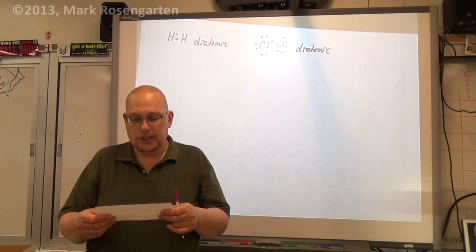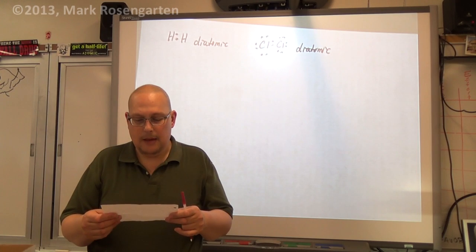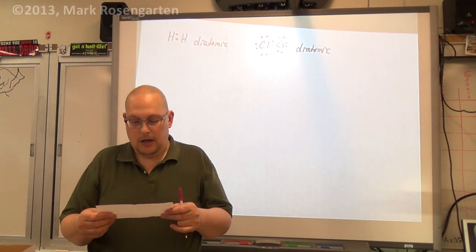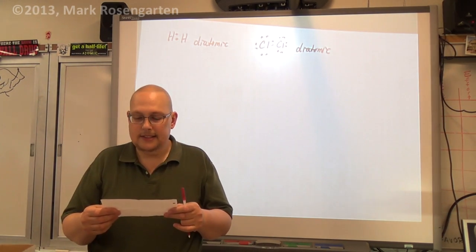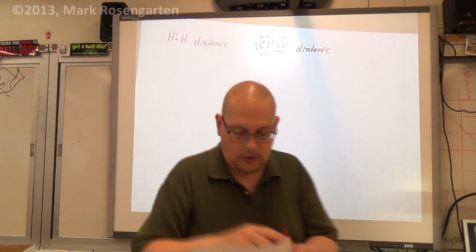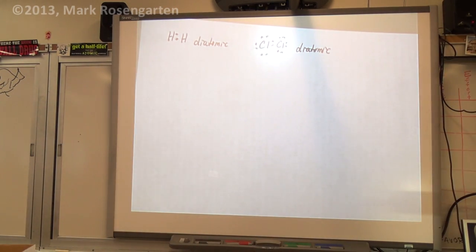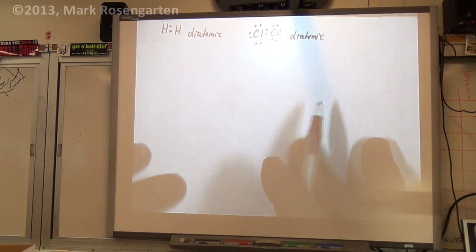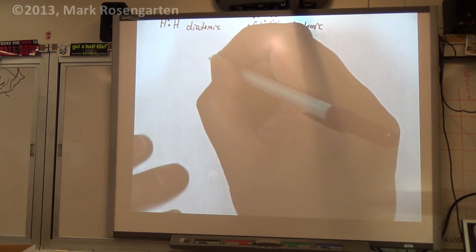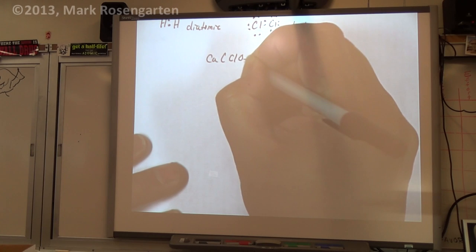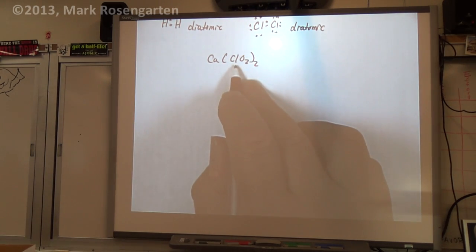How to find the charges of specific elements and molecules in a compound. For example, CaCl2, O2 too. Okay, this is a great one. I love doing these. It's like a little puzzle. Calcium chlorite, Ca(ClO2)2. And we want to find the charge of chlorine.